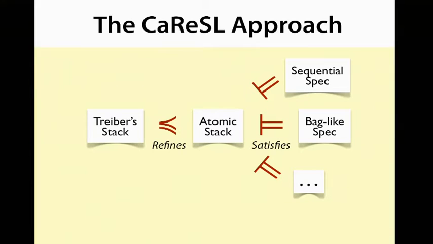So in CaReSL, what we do is we cut this down the middle using granularity abstraction. It lets you prove some canonical specification for the data structure in terms of other code, and then further abstract that to, say, Hoare-style specs as you wish, without having to reprove things from scratch.